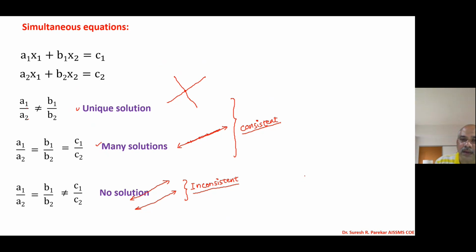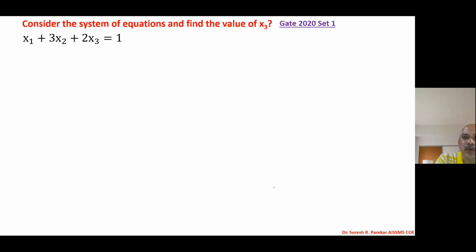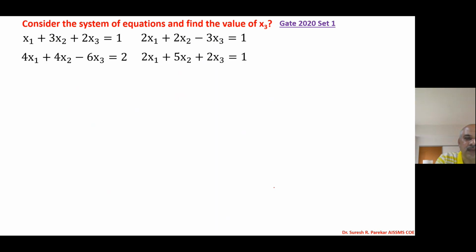So we are here going to cover problems from the last 20 years. So now we have the first: consider the system of equations and find the value of x3. This was asked in 2020 and we have these equations: x1 plus 3x2 plus 2x3 equal to 1, 2x1 plus 2x2 minus 3x3 equal to 1, 4x1 plus 4x2 minus 6x3 equal to 2, and 2x1 plus 5x2 plus 2x3 equal to 1.